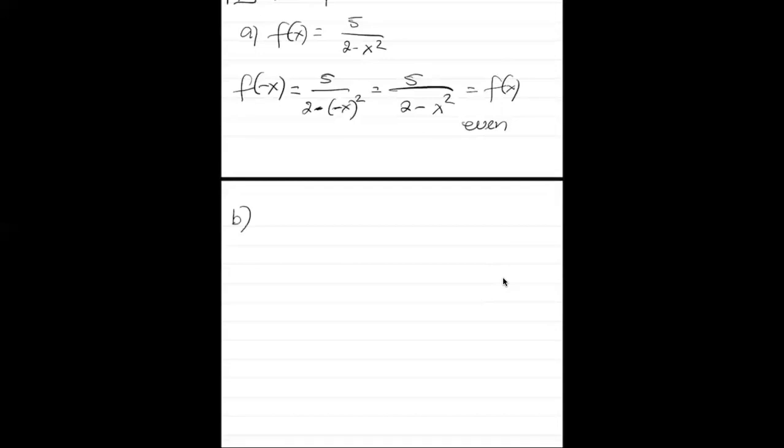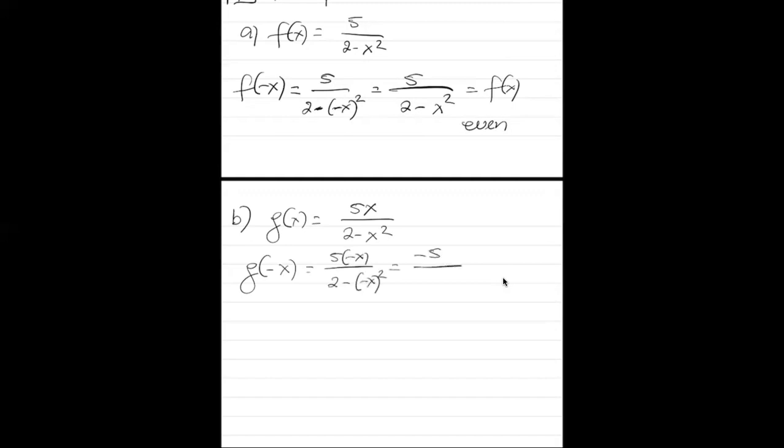B, g of x equals 5x over 2 minus x squared. Plug in negative x. We have 5 times negative x over 2 minus negative x squared, negative 5x over 2 minus x squared. Well, that's exactly the opposite of g of x. So this function is odd.